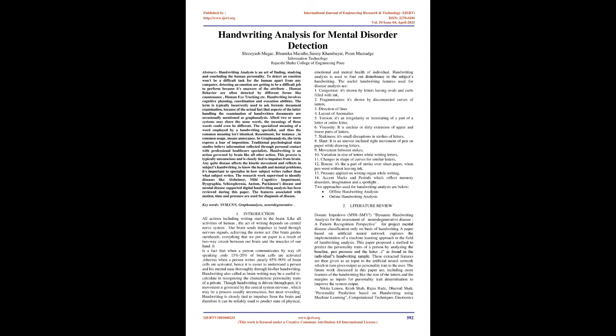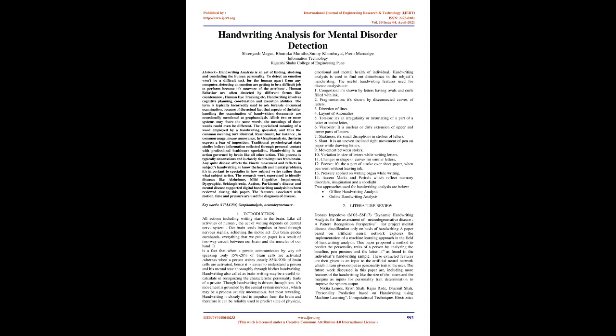1. Introduction. All actions including writing start in the brain. Like all activities of humans, the act of writing depends on the central nervous system. Our brain sends impulses to the hand through nervous signals, achieving the motor act. Our brain guides our hands. Everything that we put on paper is a result of a two-way circuit between our brain and the muscles of our hand.